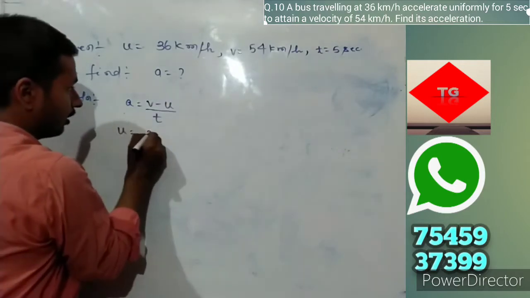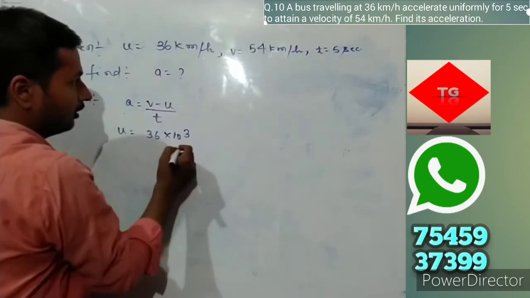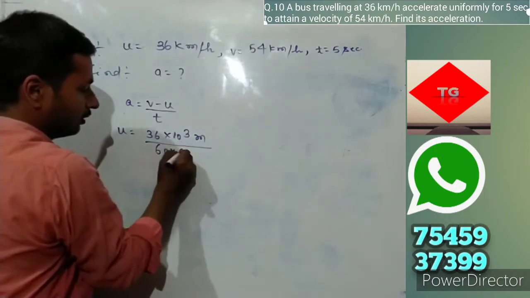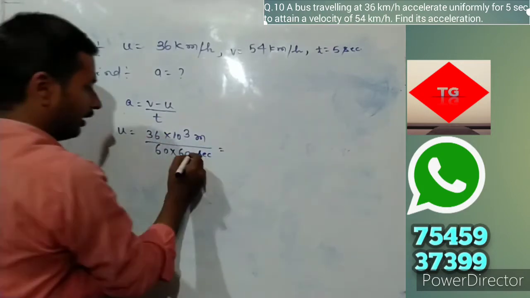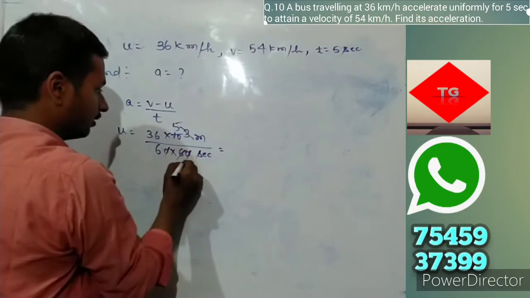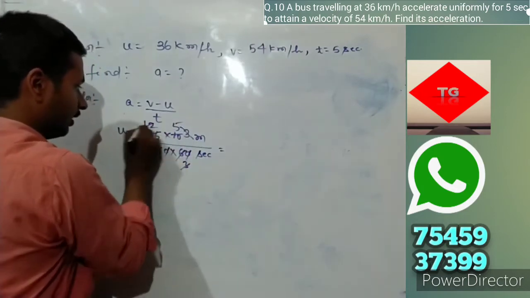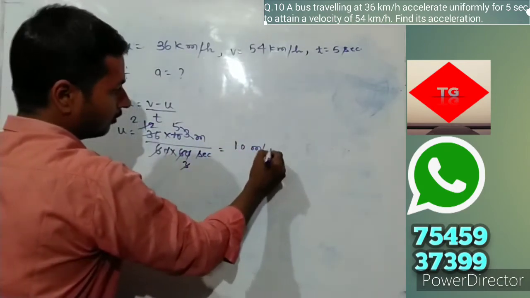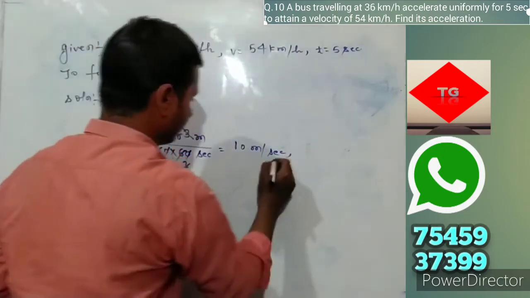So u is 36 kilometer. Kilo will be 10 to the power 3 meter, and hour will be 60 into 60 seconds. After cancelling, what you will get? 2 5s are 10, 2 3s are 6, 3 1s are 3, 3 2s are 6. So 10 meter per second.